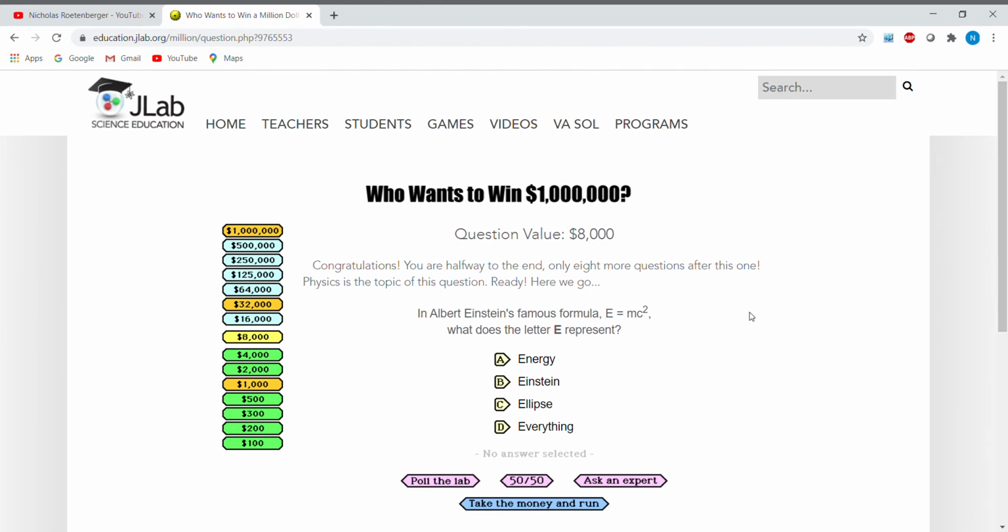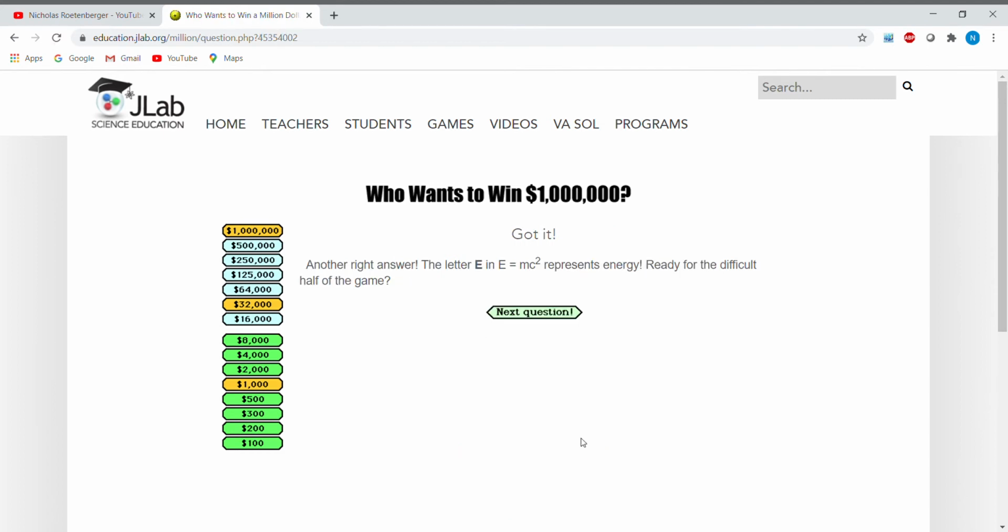And Albert Einstein's famous formula, E equals mc squared, what does the letter E represent? Energy, Einstein, ellipse, everything. That would be energy. If it was really Einstein, that would be definitely obvious. But no, E equals energy.